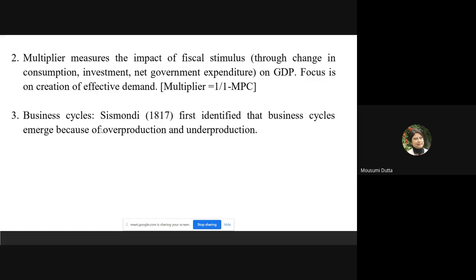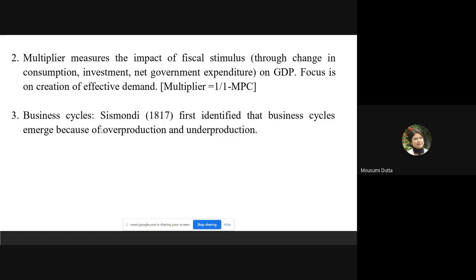I hope you have started to read the IS-LM kind of thing. The IS curve, the investment-savings equality curve, is related to fiscal stimulus, whereas the LM curve, the liquidity preference-money supply curve, is related to the other part, the monetary stimulus.